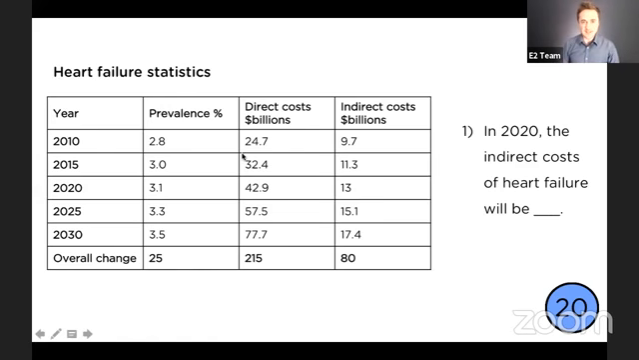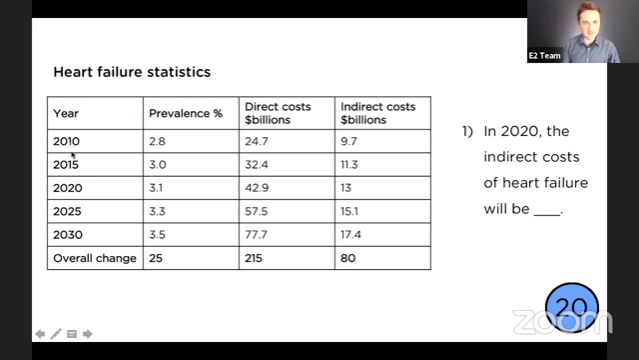Before you look at the question here, let's just look at this table here. Heart failure statistics. So we moved on to a different topic. On test day, all the text will be about the one topic. We had nosebleeds before. Now we're talking about heart failure. So this is different. Okay, let's have a look up here.